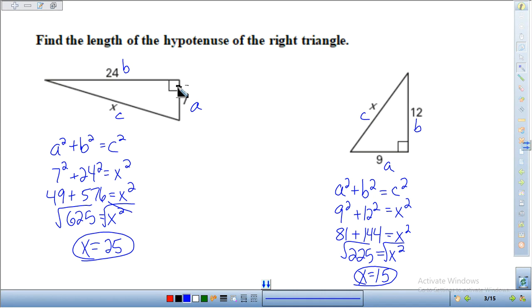The other thing that I want to mention, which I forgot to mention a little bit ago, is that in order for the Pythagorean theorem to work, it must be a right triangle. If you notice, both of these are clearly right triangles. The Pythagorean theorem will only work in a right triangle.